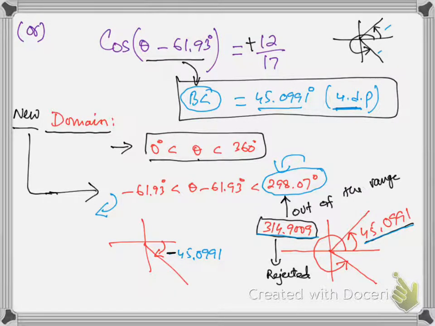New domain. You can never solve this kind of equation unless you change the given domain into this form. First, make this given domain into this form. For that, you need to bring minus 61.93 to everywhere in this inequality, here, here and here. So you will get minus 61.93 here, 298.07 here. Make the quadrant and get the answer.